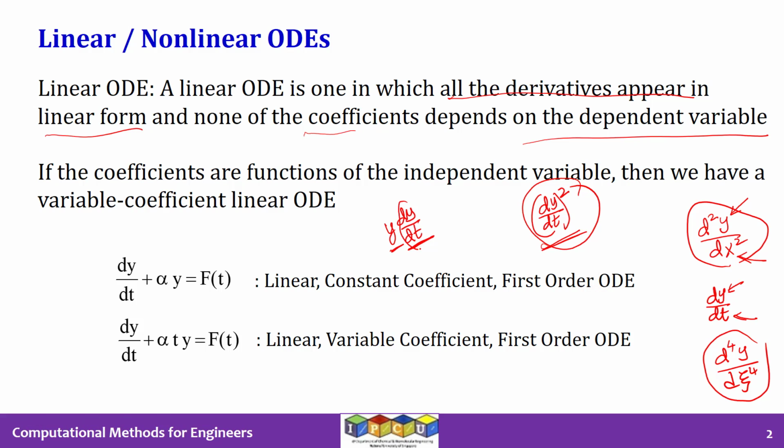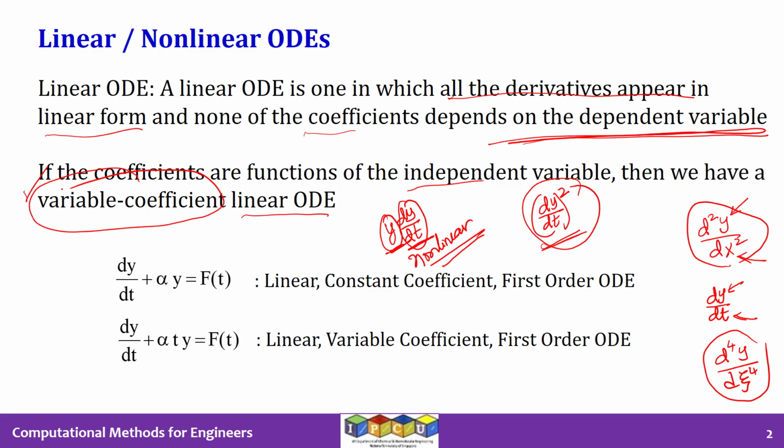So the coefficient of dy by dt is y, and y happens to be the dependent variable, and therefore the coefficient depends on the dependent variable. That would make it nonlinear. Now, I've also made one more statement here saying if the coefficients are functions of the independent variable, then it remains a linear ODE, but we would call it a variable coefficient linear ODE.